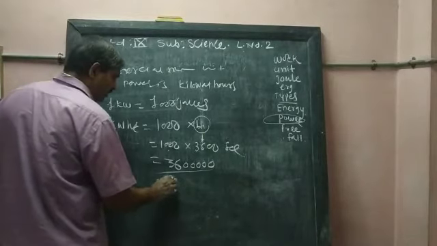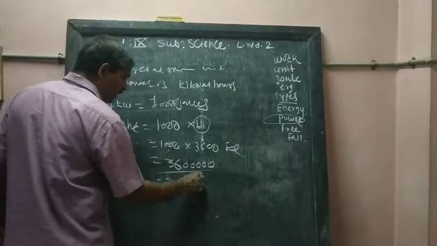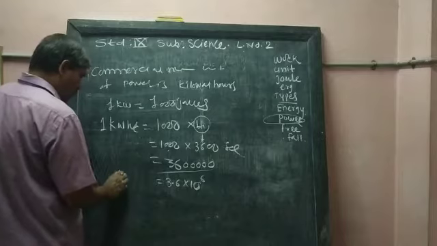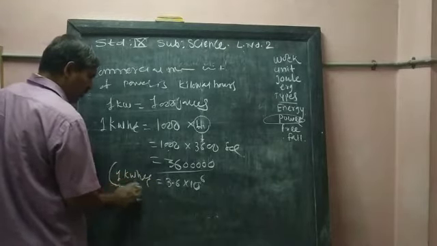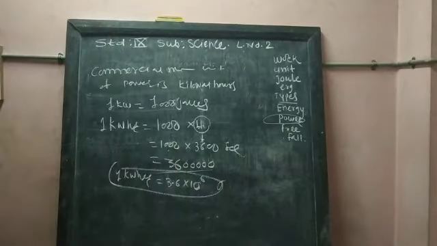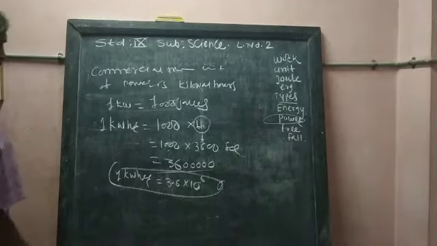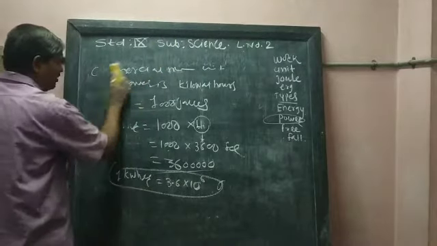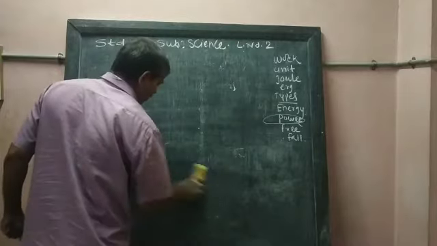So this will become 3.6 into 10 raised to 6 joules. So 1 kilowatt hour means 3.6 into 10 raised to 6 joules. That is the commercial unit of power. In this way, dear students, I have tried to complete power. Now we are going to study one more point, and afterwards we will see one specific point.